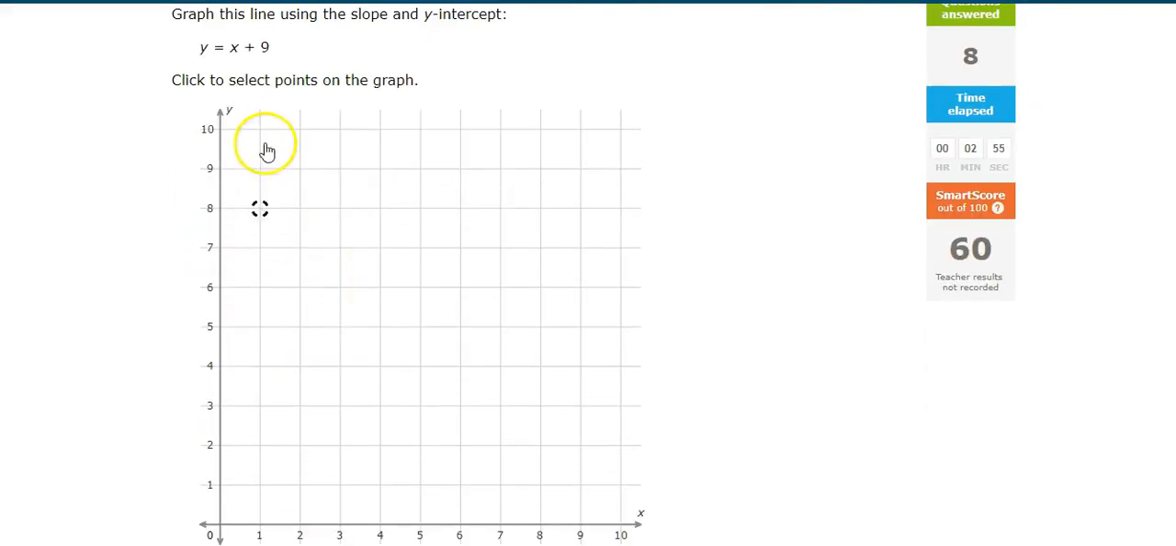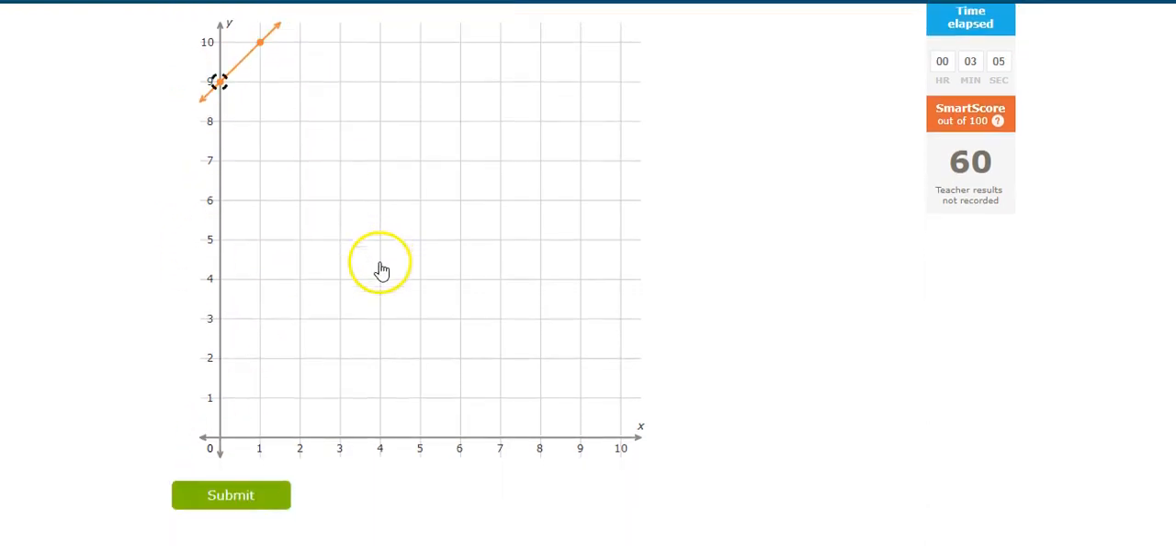Start at 9, oh, that's a good one. What's the slope right here? The slope is 1 over 1. Start at 9 and go up 1 over 1.